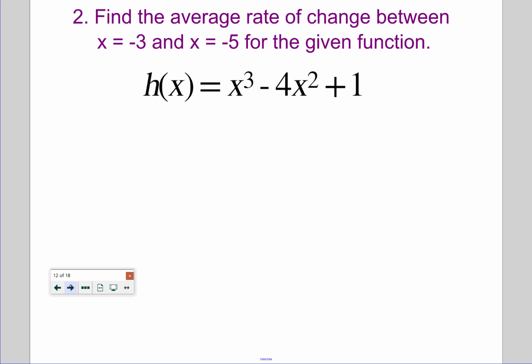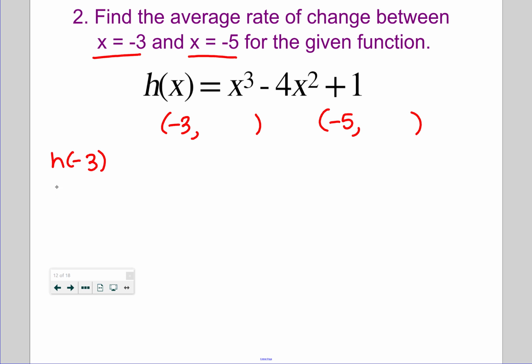Number 2 is an average rate of change problem. Remember, this is just our slope formula in disguise. We're given two x values here, -3 and -5. So we have half of 2 points that are on this function. We want to evaluate the function for both of those values to get the y's that go with them.